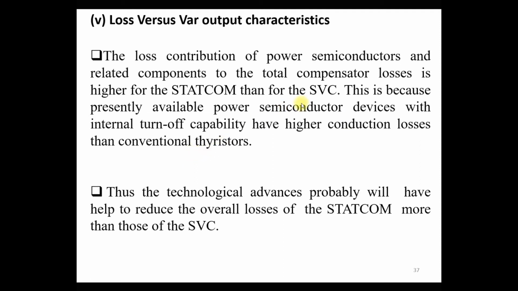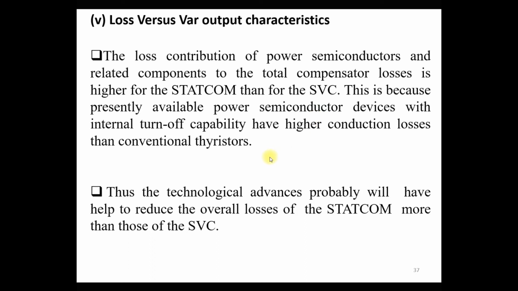This is because presently available power semiconductor devices with internal turn-off capability have higher conduction loss than the conventional thyristor. As we know, in the STATCOM we use turn-off capability semiconductor devices like GTO and IGBT, which have high conduction losses compared to conventional thyristors. In the SVC we use the thyristor as a switch, so conduction loss is less because the conduction losses in thyristors are less compared to GTO and IGBT. So that is one drawback of the STATCOM compared to the SVC.